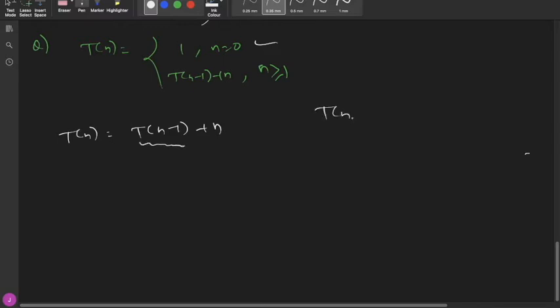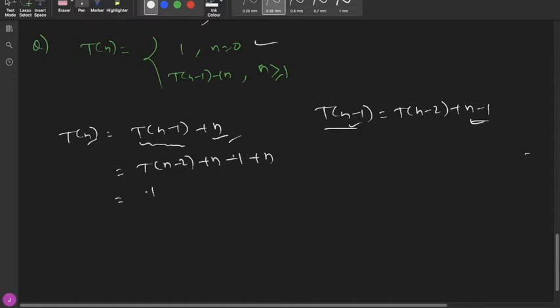What will this value be? If I put n minus 1 in terms of n, I will get T of n minus 2 plus n minus 1, because here n is there, that's why n is added. Now here n minus 1 is there, so n minus 1 gets added. Now I put this value over here, so I get T of n minus 2 plus n minus 1 plus n. Then the third value: if I replace n minus 2 in terms of n, I get T of n minus 3 plus n minus 2. I can replace it here: T of n minus 3 plus n minus 2 plus n minus 1 plus n.